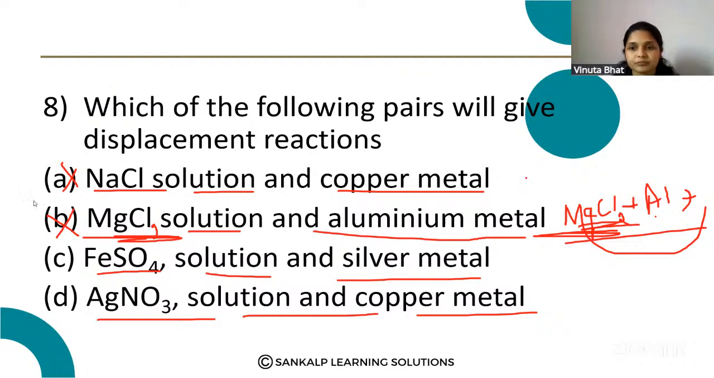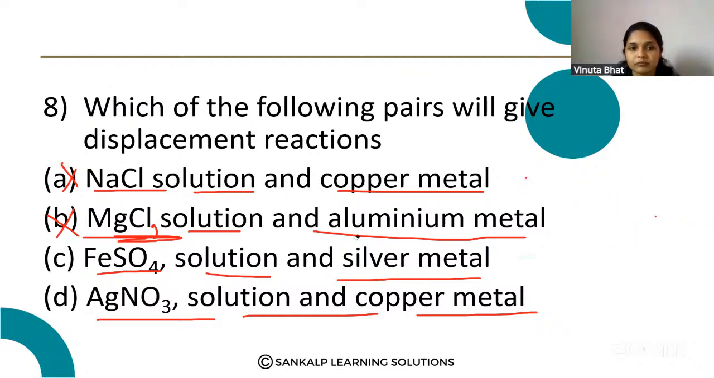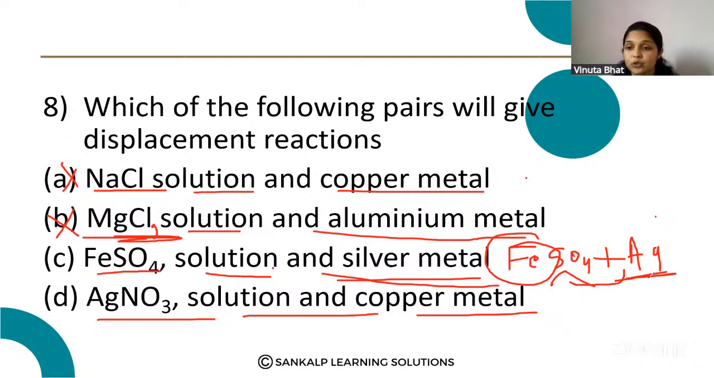And the ferrous sulfate solution and the silver metal. Here, ferrous sulfate solution with the silver metal Ag. This silver metal is also not able to displace the ferrous from the ferrous sulfate solution because silver has less reactivity compared to the ferrous. Okay, so these three are also not possible.